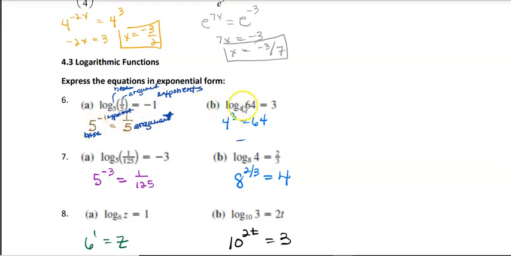Let's go on to the next one. 4 is your base. Put your base down. Logs equal exponents.